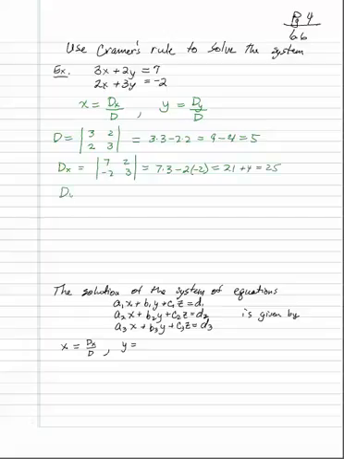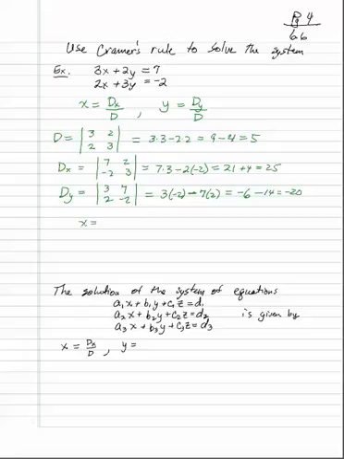Then d sub y, we're going to take the y column out and put in the constants. So we're going to get 3 times negative 2 minus 7 times 2. So don't forget, you're subtracting. That's the definition. See, that's a minus there. A lot of people forget that. Minus 6 minus 14, which is negative 20.